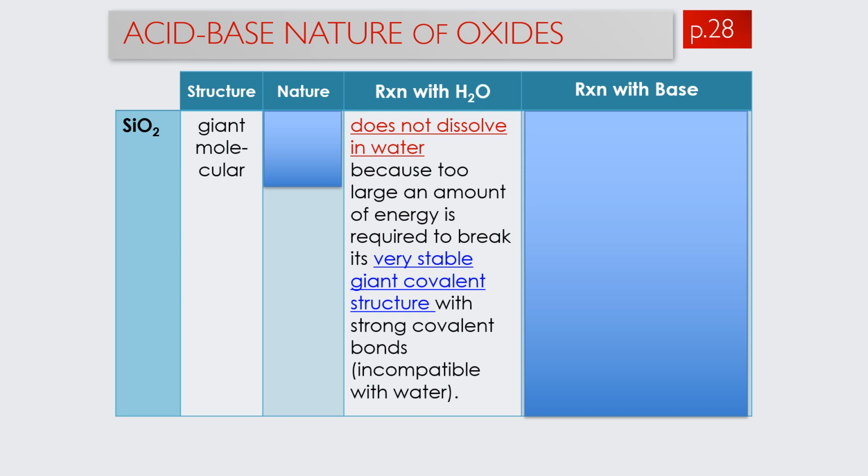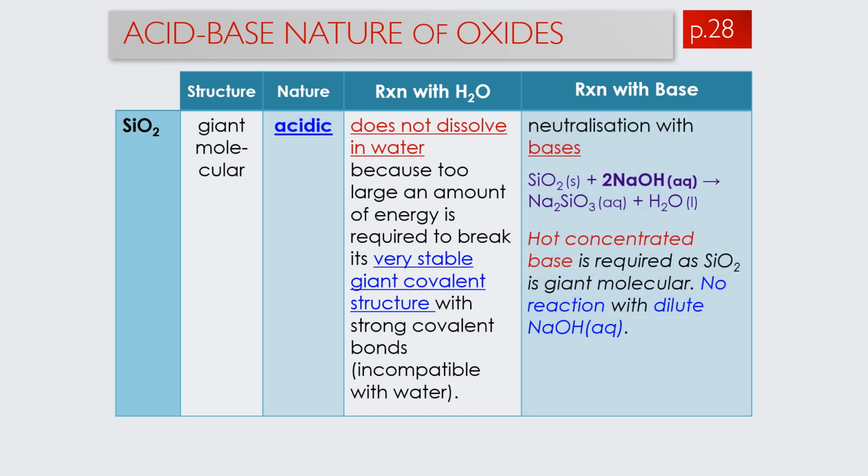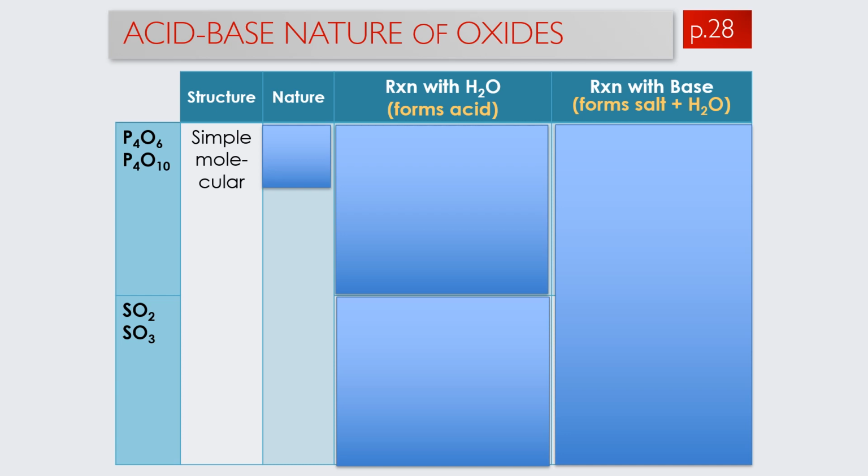Being a non-metal oxide, silicon dioxide is acidic and can undergo reaction with base. So in this reaction, we find that silicon dioxide can react with NaOH to form sodium silicate and water. However, for the reaction to take place, do note that hot concentrated base is needed, as silicon dioxide will not react with aqueous NaOH.